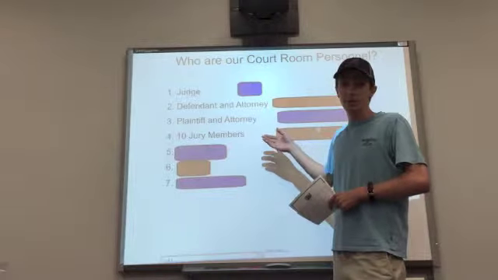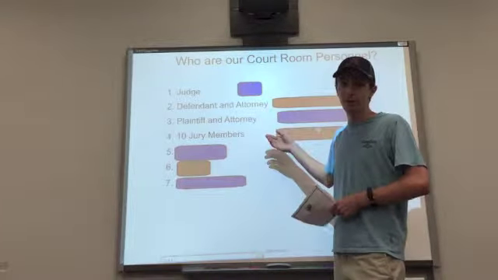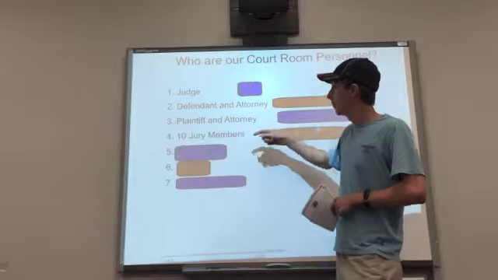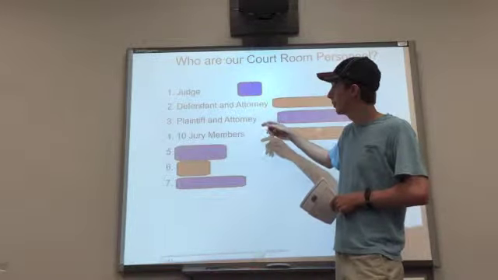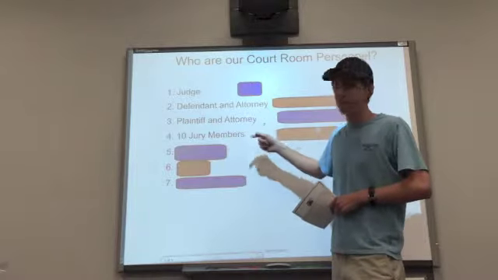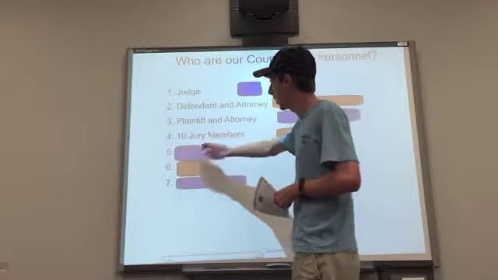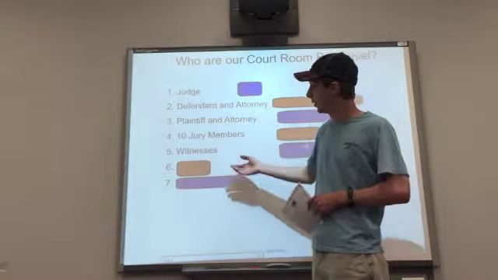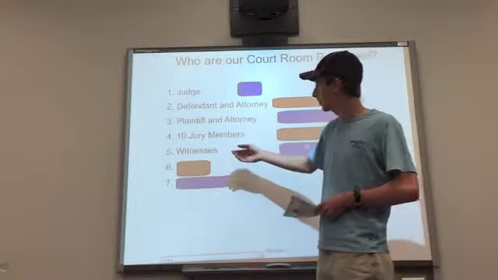Your 10 jury members are people that are picked randomly from society, and they are there for the case to hear it as well. They take meetings and discuss it amongst themselves, and normally at the end of the trial, the judge rules with how the jury finds the case. Fifth, you have your witnesses. Witnesses are basically there to validate the case.